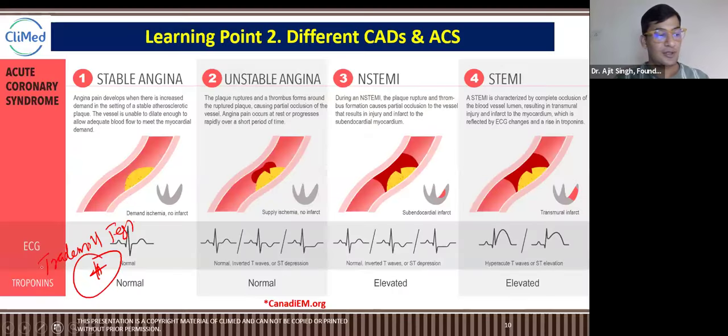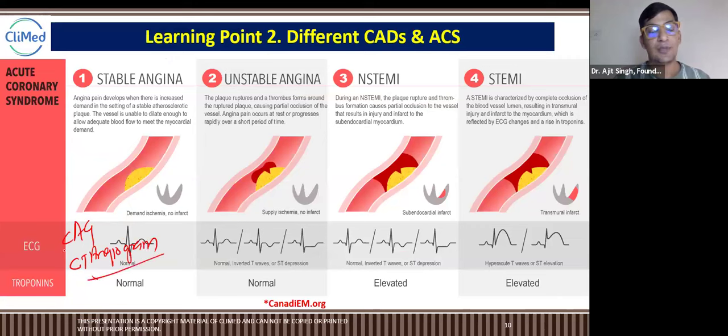So here, let me tell you. Here we either go for coronary angiogram or CT angiogram, which gives us the complete view of the arteries. Now comes unstable angina. Unstable angina is a slightly modified version where there was a plaque, but now injury has happened and that plaque has ruptured and become thrombus.